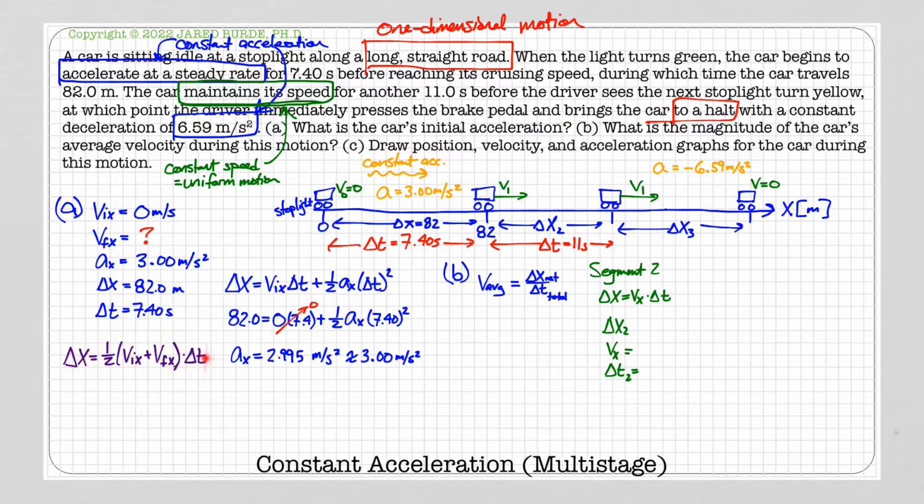This is the equation that we'll use here. It doesn't have acceleration in it. We'll plug in our known values and we'll solve for the final velocity. And we find this to be our final velocity for our first segment here.